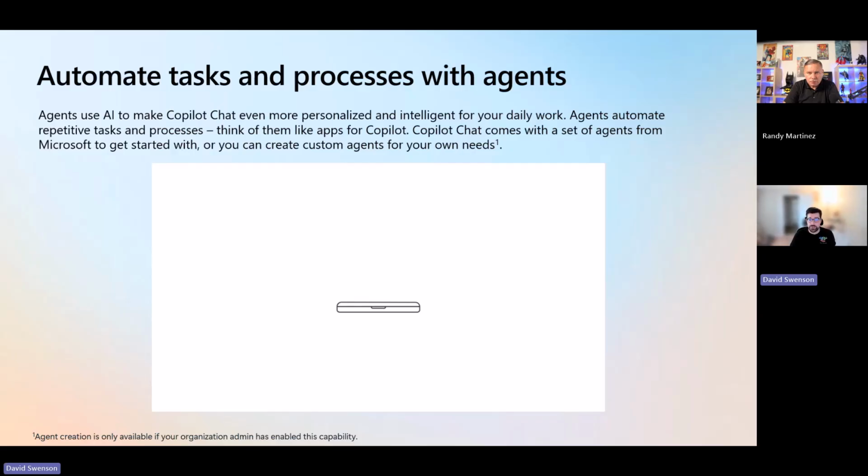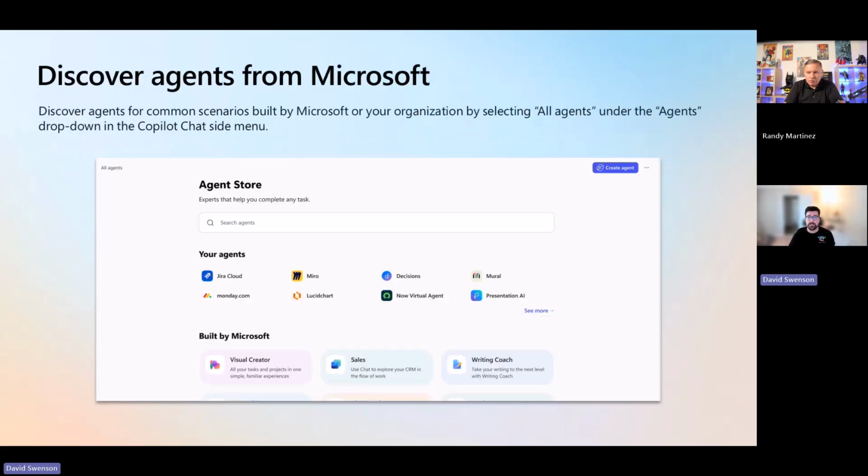I mentioned the agent storefront. The agent storefront is a relatively new user interface that's built into, again, all entry points of Copilot. If you want to start discovering agents that have been built by others in your company, agents that are offered by Microsoft, things like Visual Creator, the Sales Agent, Writing Coach Agent, or even there's actually a Prompt Coach Agent too, which actually trains you and helps you write better prompts, which is fantastic.